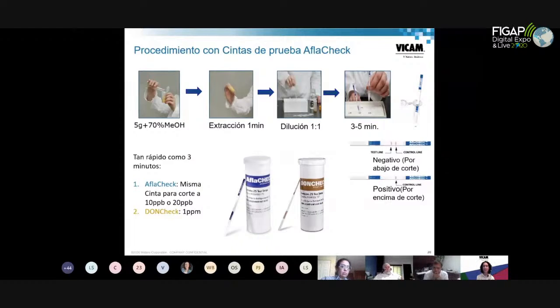So the AflaCheck will tell you if you're above or below 20, 10 or 20, and DawnCheck will tell you if you're above or below 1.